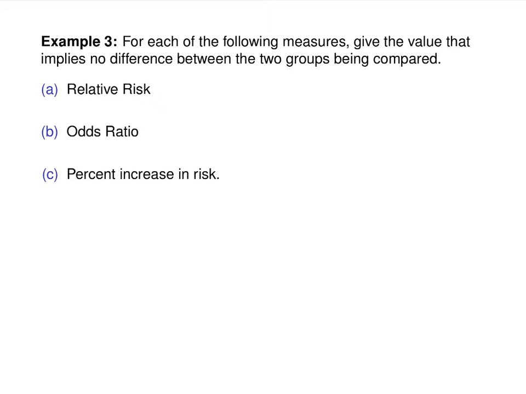Okay. So we've already talked about these, but just phrasing it a little bit differently. For all of these measures, tell me the value that implies no difference between the two groups being compared. Two groups are not different if the relative risk between those groups is 1. Odds ratio, there's no difference if that ratio is 1. How about percent increase? 0%.